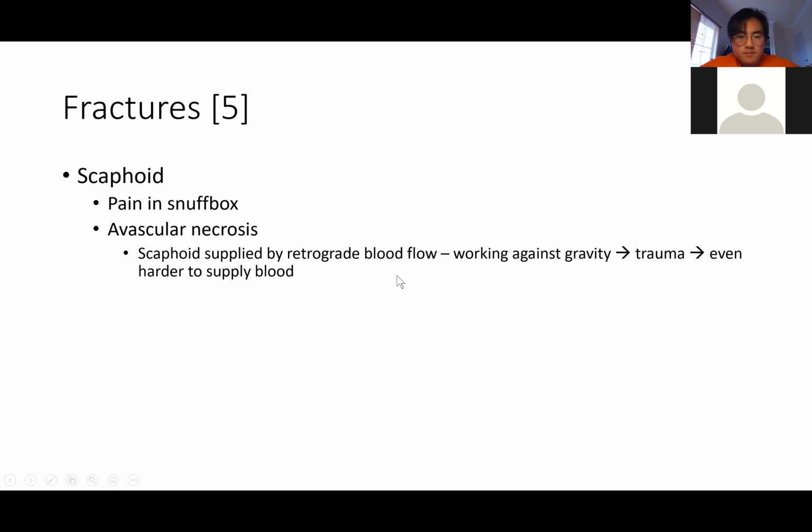What does that actually mean? Well, if you think about the human body, blood travels really easily because of gravity. Retrograde blood flow is working against gravity. So you can imagine if you damage the scaphoid, it's going to become even harder to supply blood to the scaphoid. So you're going to get avascular, no blood, necrosis.